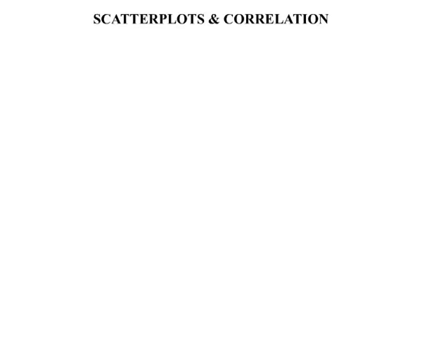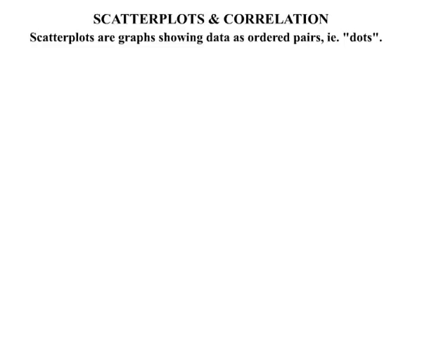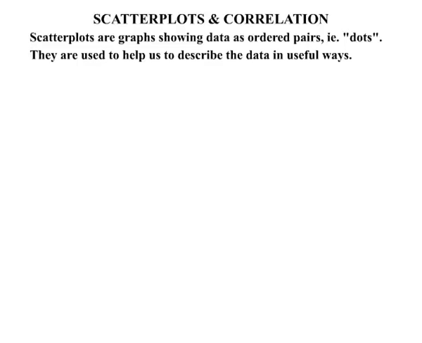Now in this lesson we look at scatterplots and correlation. Scatterplots are graphs showing data as ordered pairs, that is, dots. They are used to help us to describe the data in useful ways. Let's look at an example.